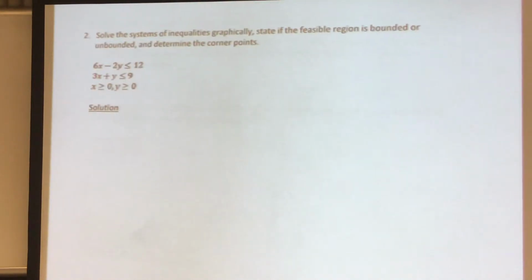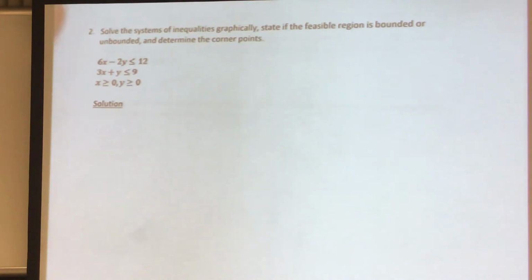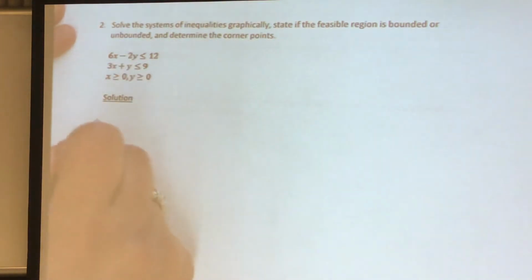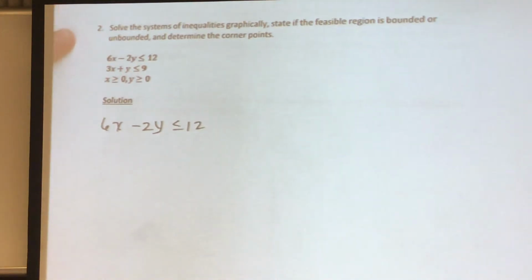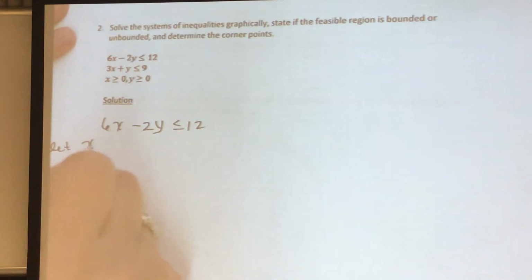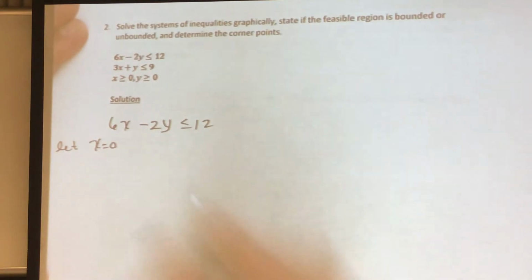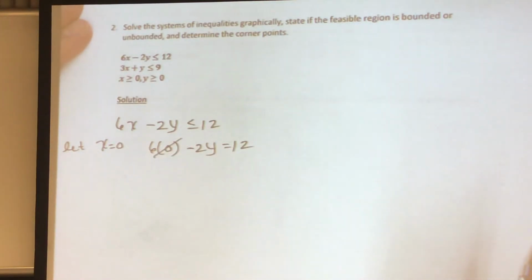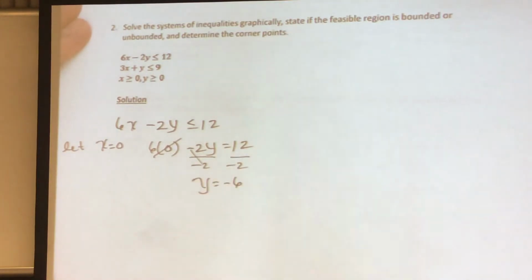Here I have a system of inequalities, and I want to state the feasible region if it's bounded or unbounded and determine the corner points. So here let's look at the first equation. 6x minus 2y is less than or equal to 12, and I'm going to do the same thing. I'm going to let x equal 0 and solve for y, and then I'm going to let y equal 0 and solve for x. So 6 times 0 minus 2y is equal to 12. Again, that's gone. So divide by negative 2. So y is equal to negative 6.